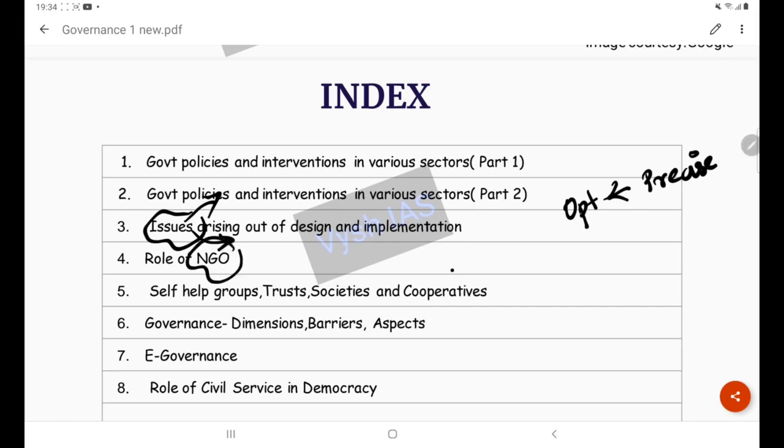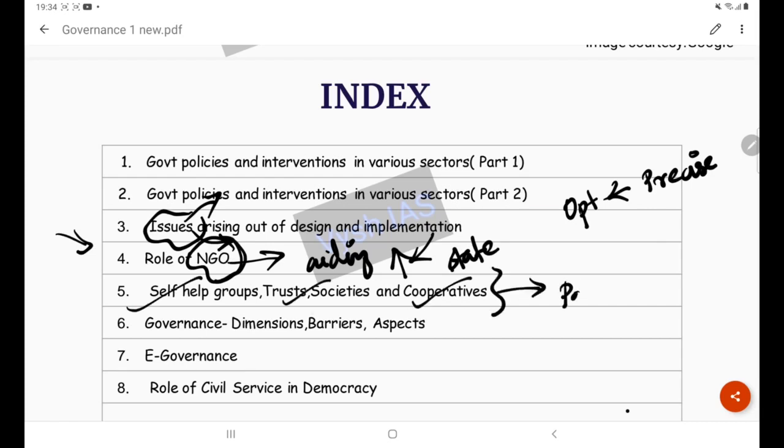Then next is NGOs. You all know the importance of NGOs. NGOs are becoming like an aiding hand of the state. So India is having a huge population, no? So to cater to the needs of this huge population, the state role is not enough. So these NGOs, the aiding hands, become handy. Then next is self-help groups, trusts, societies, cooperatives. These are also part of participative governance.